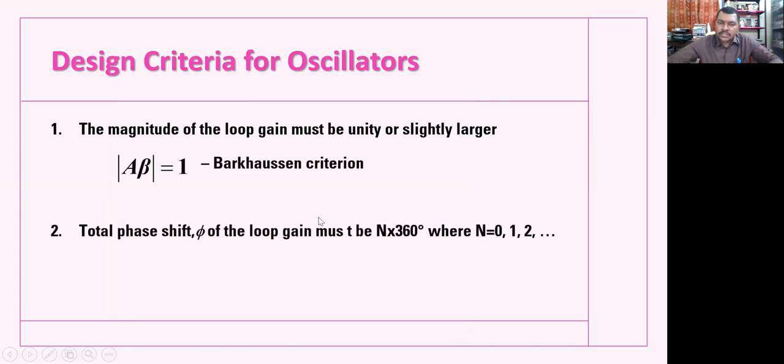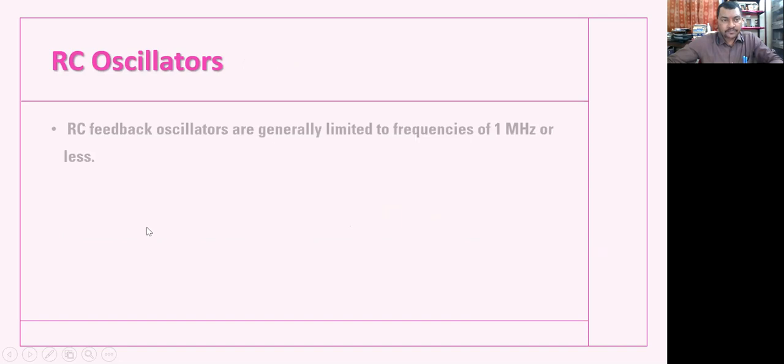Now, design criteria for oscillation: we have already studied the Barkhausen criteria, that the magnitude of loop gain must be unity or slightly larger, not more than that, otherwise it will distort. So the magnitude of A beta, where A is the gain of the amplifier and beta is the gain of the feedback circuit, should be equal to 1. Similarly, the total phase shift, that is phi of loop gain, must be n into 360 degrees, where n is equal to 0, 1, 2, 3. These are the waves which are going to appear after this. So 360 degrees or 0 degrees; the total phase shift should be that.